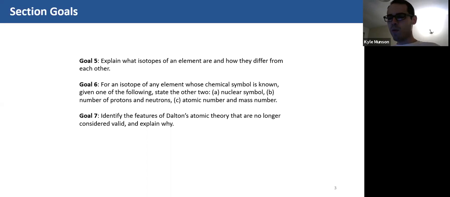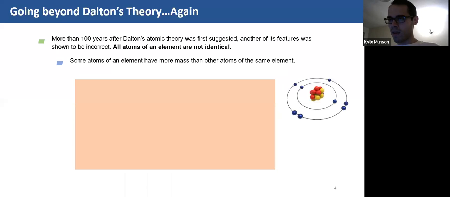And then finally, we want to be able to identify the features of Dalton's atomic theory that are no longer considered valid and be able to explain why. That's actually what we're going to start with. So more than 100 years after Dalton's atomic theory was first suggested, another of its features was shown to be incorrect. If you go back to a previous video when we talked about Dalton's theory, one of the things that was considered accurate at the time was that all of the atoms of an element are identical. And that's actually not really the case.